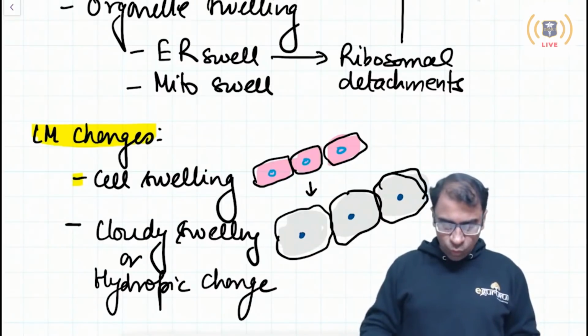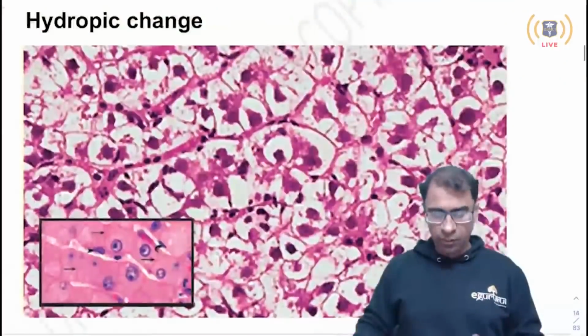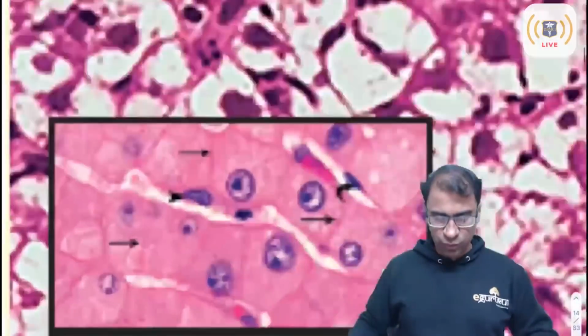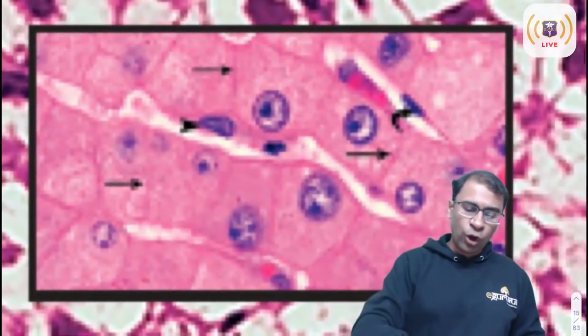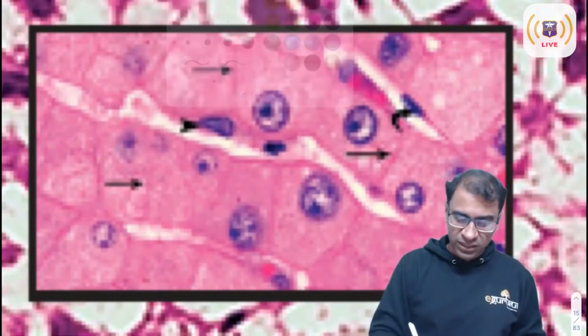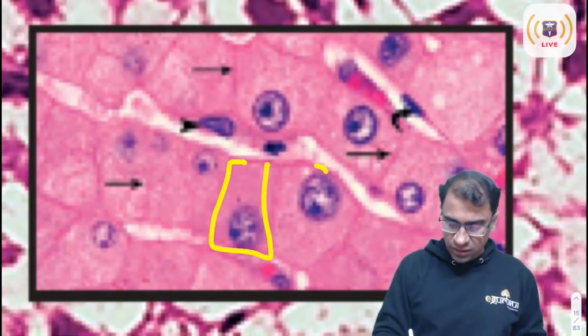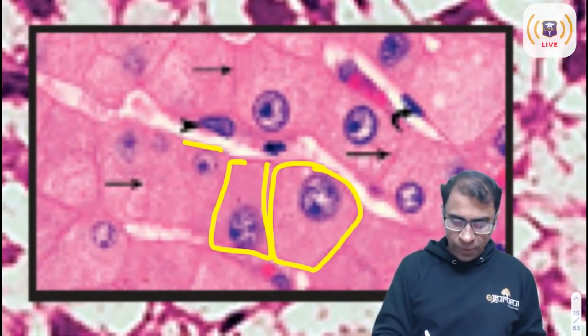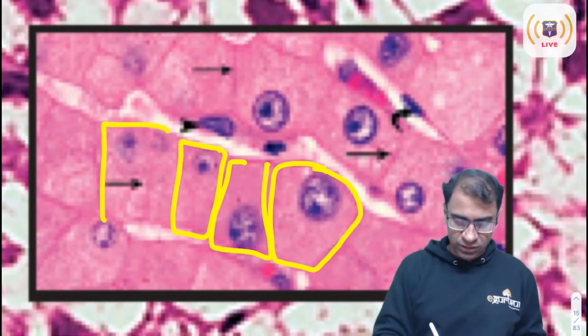Well, let's see this whole finding in a microscope. Hydropic change. Look at this one first. This is how a normal hepatocyte looks like. These all are the images of the normal hepatocyte. Look there, guys. This is a normal hepatocyte. This is one cell, the second cell. Normal hepatocyte. First year histology, not pathology.